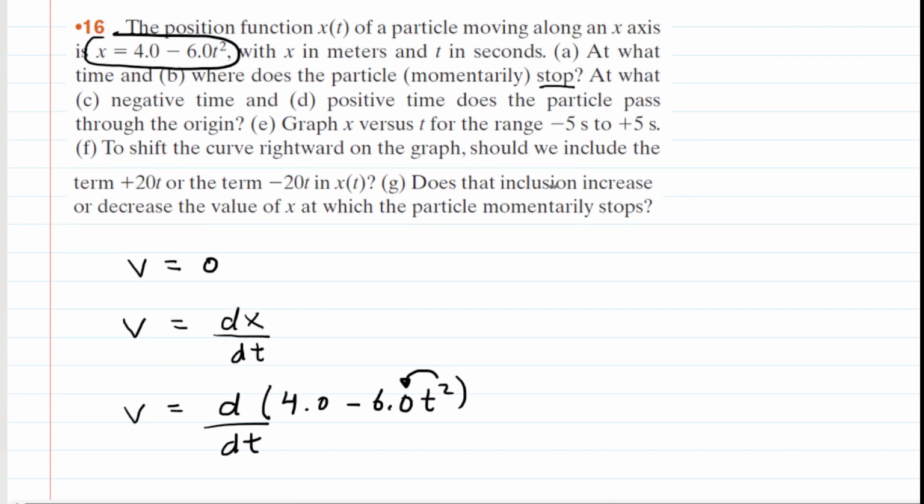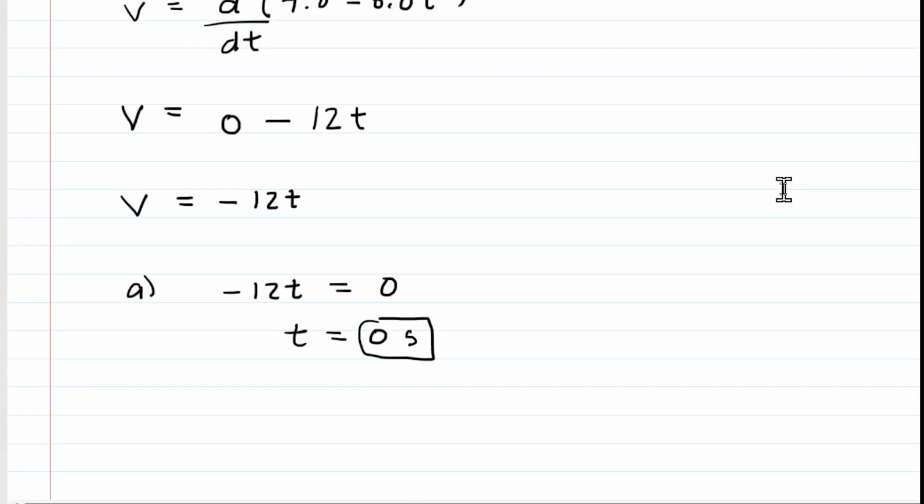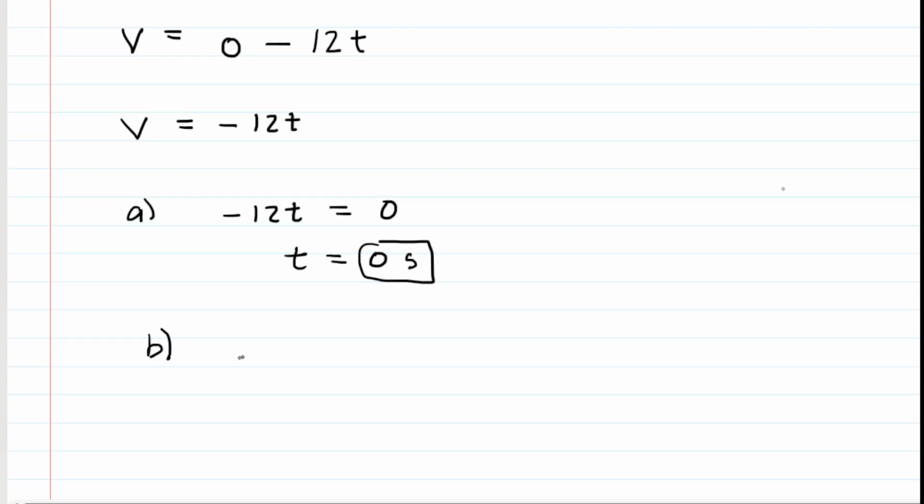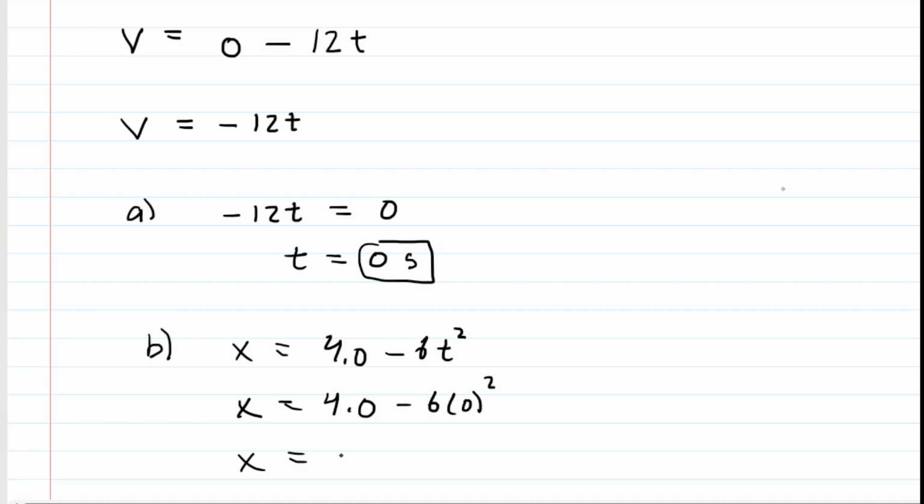In part B, we are asked, where does the particle stop? Now, a question of where would be a question of position. So we're going to look back at our position function, and recall that was x is equal to 4.0 minus 6t squared. We know when it stops, that was the time of 0 seconds. So all we need to do is plug 0 seconds in for the time. So we'll go ahead and do that, and when you simplify this, you would see that the position is equal to 4.0 meters. Let me just fix that. That should be a 0. So this is the correct answer to part B.